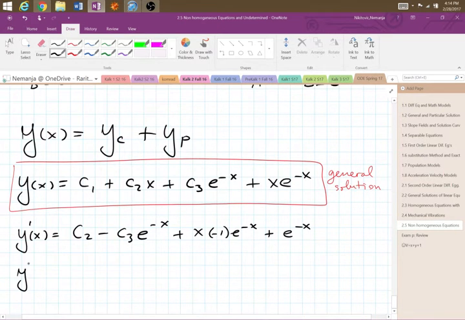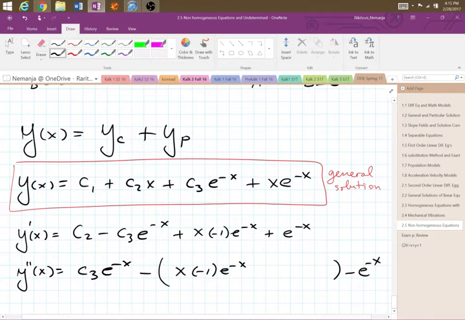And now the second derivative, that dies. We have C3e to the minus x. That's a negative 1 there, so that's a minus. Another product rule goes here, and then we just have minus e to the minus x at the end. The product rule here is, I took minus 1 out, so it's just going to be copy the first times derivative of the second plus copy the second times derivative of the first, which is just 1. Awesome.